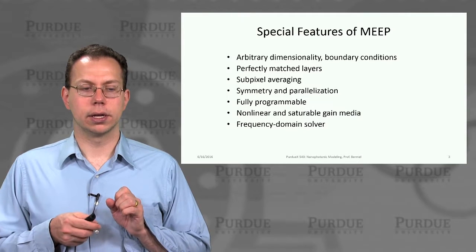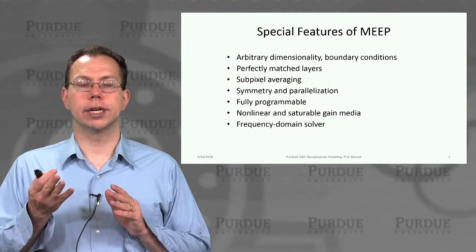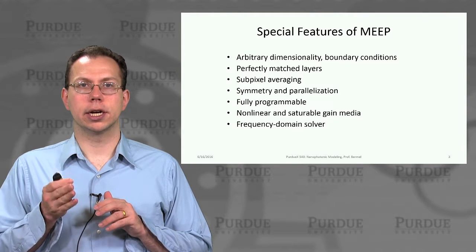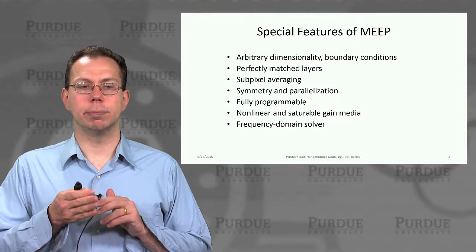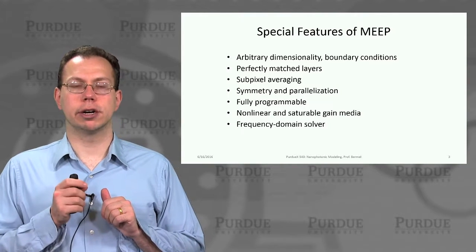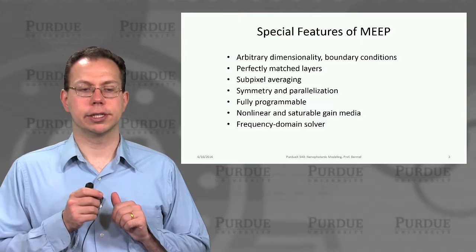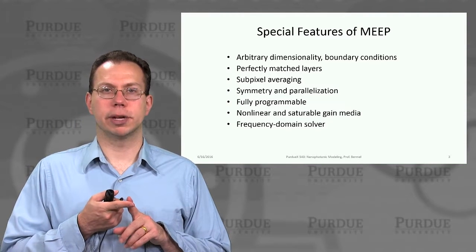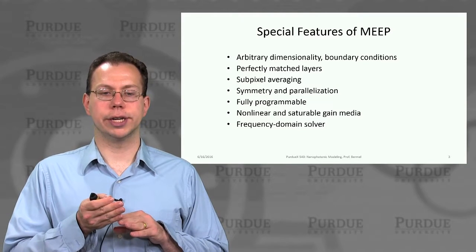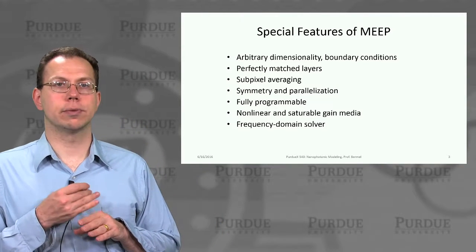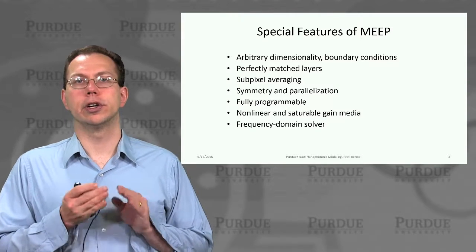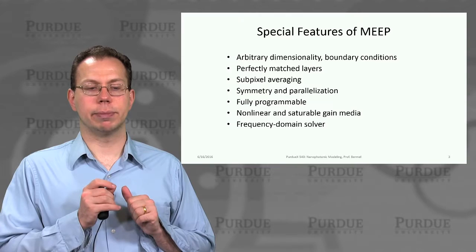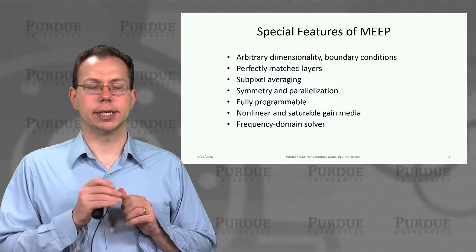Okay. So anyway, what are the key special features of the implementation of finite difference time domain in MEEP? There are a number of features that are of interest. One is that you can perform calculations with arbitrary dimensionality, so you can do 1D, 2D, or 3D. And you can impose a wide range of boundary conditions, which may be the same in all directions or could be different and mixed, even in the same dimension in some cases.